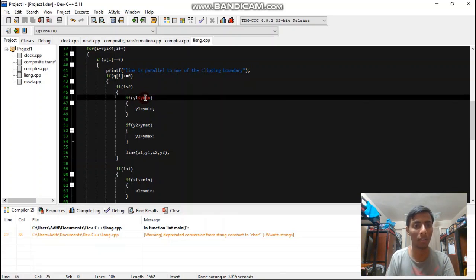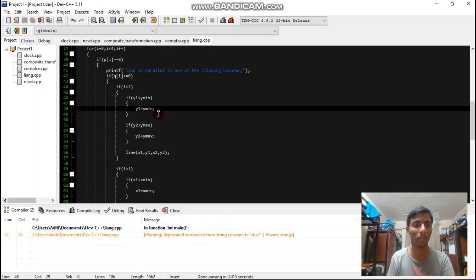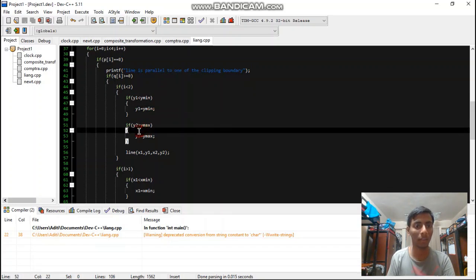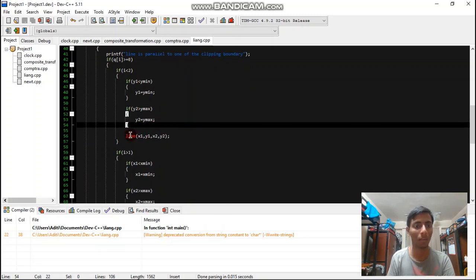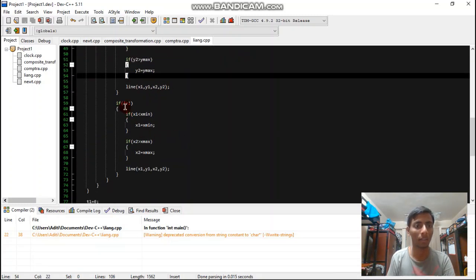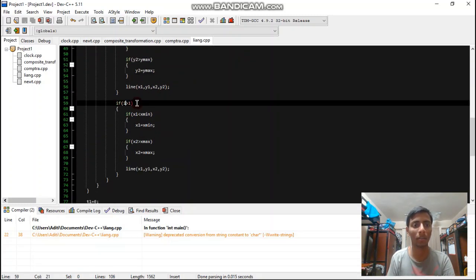So we only check for y, and here if y1 is less than y min, that means if the endpoints of y lie inside the window, we don't need to change it. Otherwise, if it lies outside, then we change it. And in the same way, the upper endpoint we also change if required, and we draw the line. And then this is for if i is greater than 1.